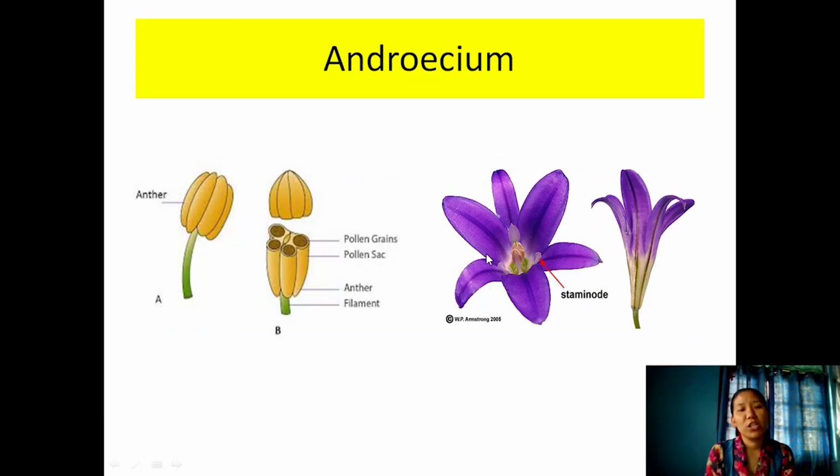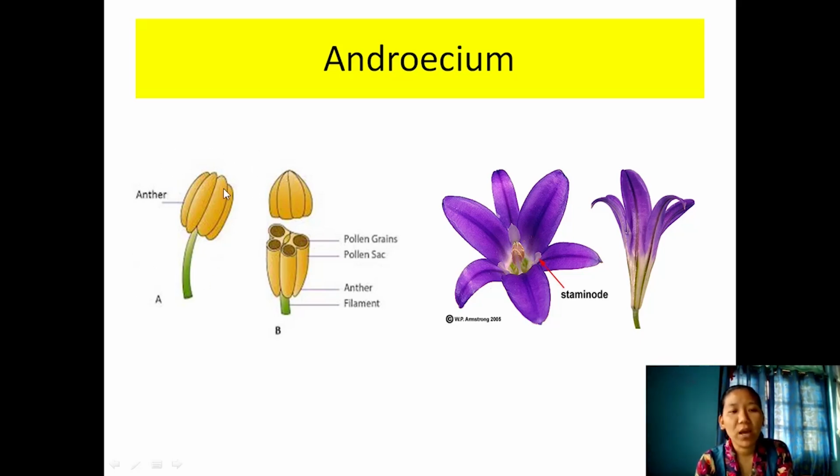Now talking about the third whorl, that is androecium. Androecium is the structure which contains the male gamete, and it is composed of stamens. This is one stamen here, and this stamen has a filament and an anther, and if you take a cross section of this anther, you find a 4 round structure. Each one represents a microsporangium, and inner to this microsporangium there are many pollen grains, and this pollen grain contains the male gamete. So this whole is a stamen here.